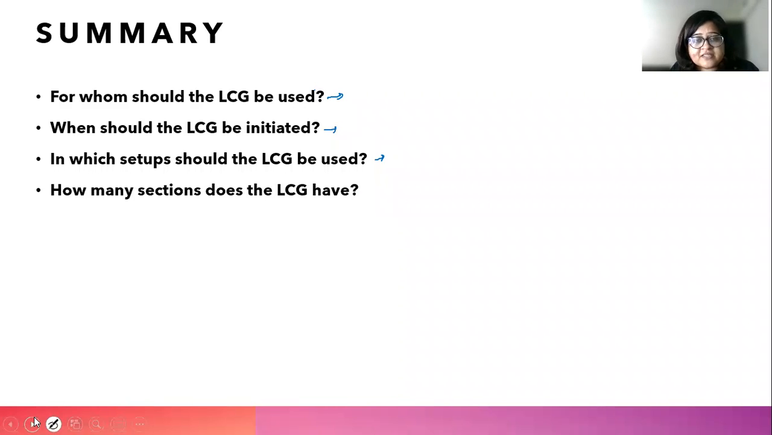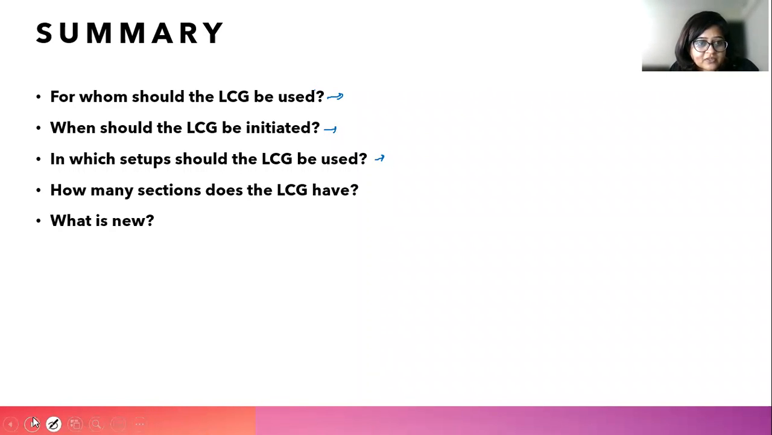How many sections does the LCG have? Yes, it has 7 sections. So I will just quickly repeat for revision. First is identification. Second is supportive care. Third is care of the baby or fetus. Fourth is care of the woman. Fifth is labor progress. Sixth is medications. And 7th is shared decision making, where you record your findings and then plan what needs to be done.